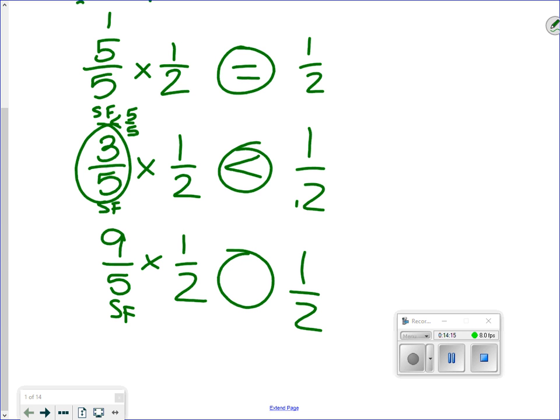9/5 times 1/2, how does that compare to 1/2? It's bigger. Why? Because 9/5 is greater than 5/5. It's almost double. It's almost 2. Because it's almost 10/5. 9/5 is greater than 5/5. And since that's greater than 1, the entire product is greater than 1/2.